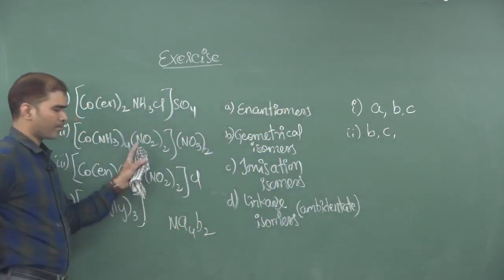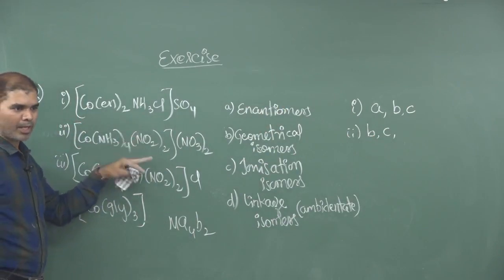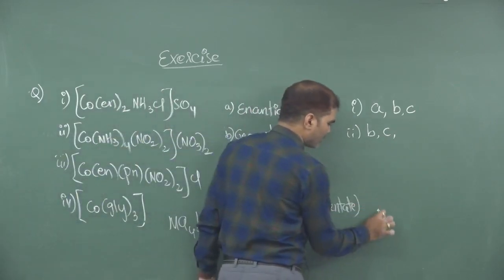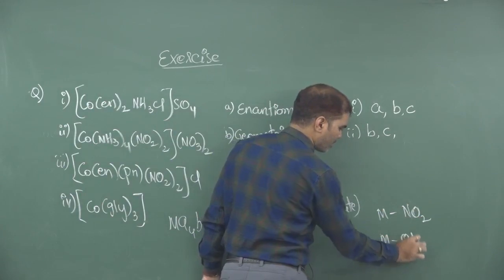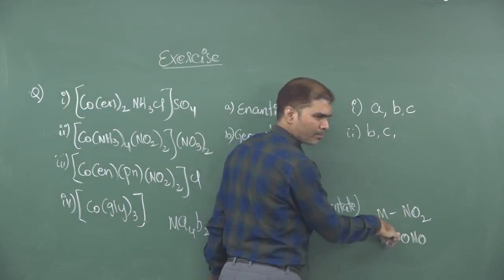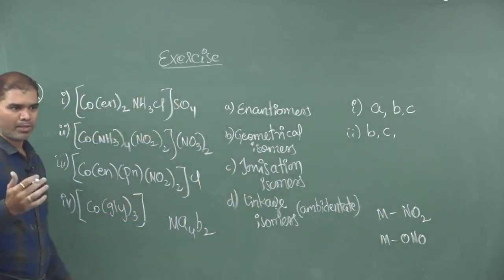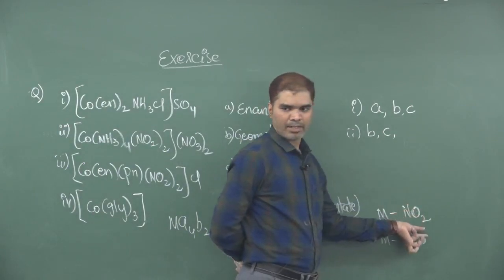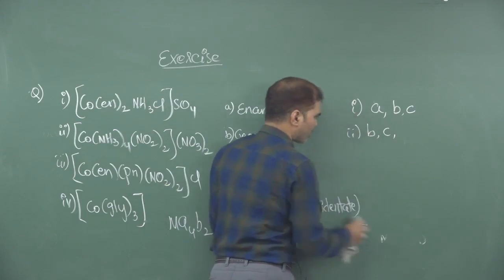Linkage isomerism, yes or no? Yes. Nitrito-N, nitrito-O. Suppose it is linking to the metal with nitrogen, or it may link with oxygen, you call it nitrito-N, nitrito-O. Or you may call it nitro and nitrito. That is the older version. The newer version is simply nitrito-N, nitrito-O. Okay? So it also has a linkage isomer.